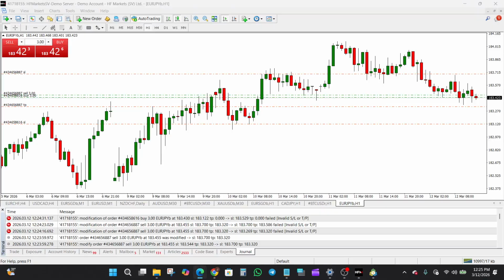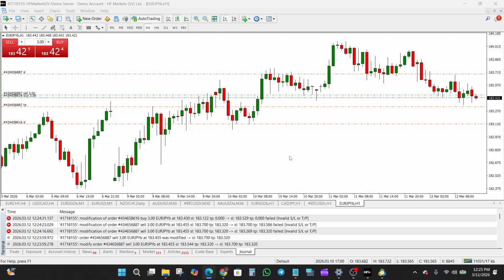So a quick recap for you: to fix invalid stop loss or take profit errors, ensure that your stop levels are not too close to price, check your spread conditions, verify your stop placements for buy or sell trades, and review your broker trading specifications. These checks can help resolve most stop loss or stop level errors in MetaTrader.